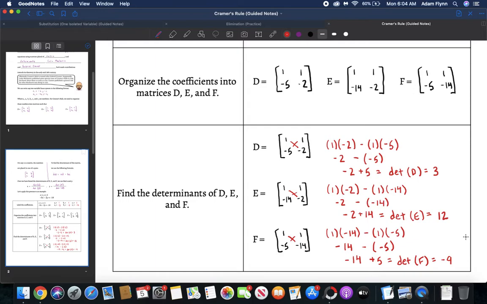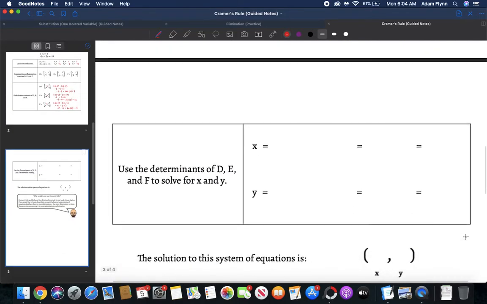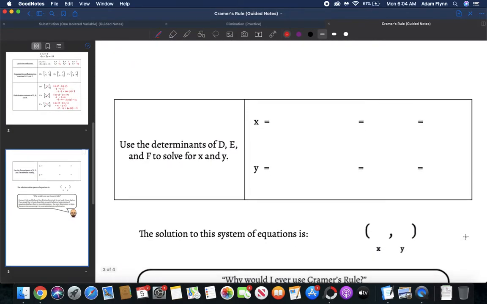So at this point, I've created my three matrices, D, E, and F. I found the determinant by doing that cross multiplication process, and I got the determinant of D as 3, determinant of E is 12, and the determinant of F is negative 9. So if I scroll down here, I need to use the determinants of D, E, and F to solve for X and Y.